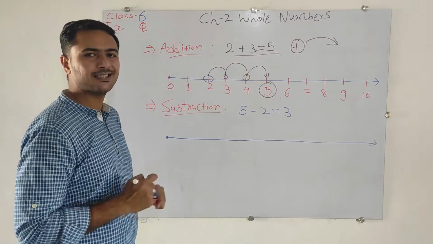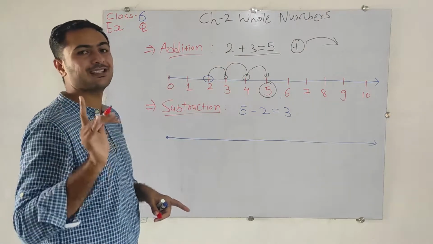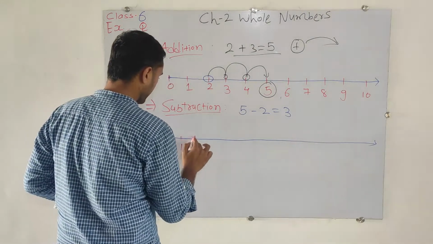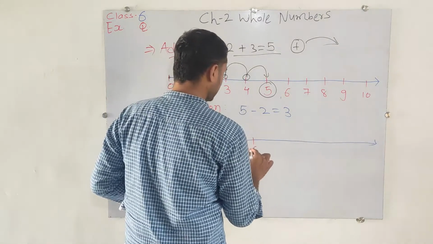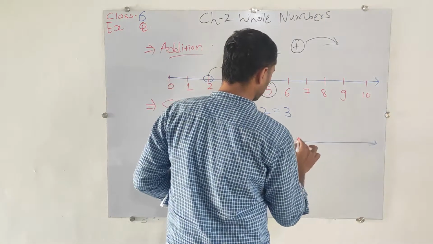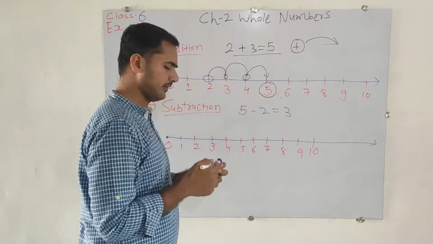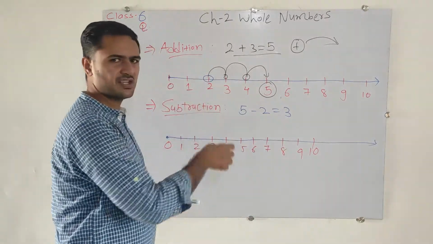We will start with 0 because we are doing it for the whole numbers, and whole numbers start from 0. So here 0, then 1, 2, 3, 4, 5, 6, 7, 8, 9, 10. Now we don't need to write any more numbers because here it is 5 minus 2.